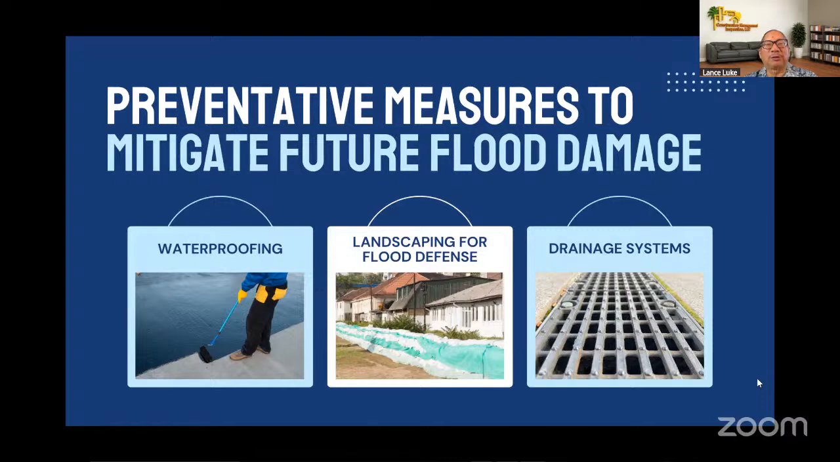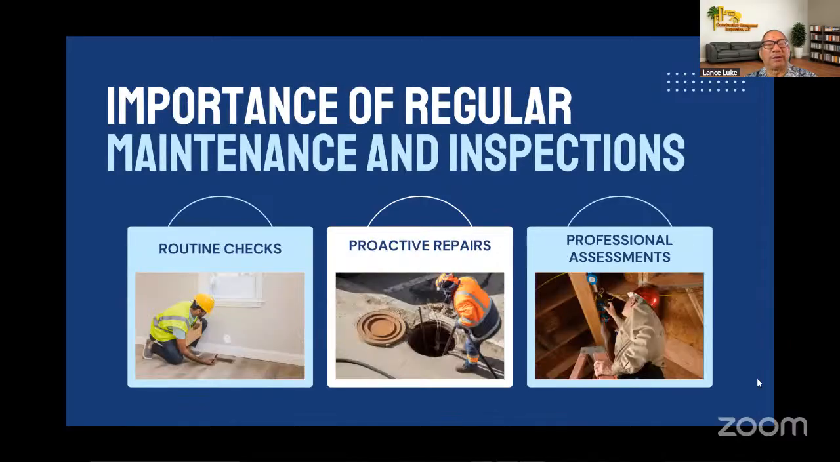Preventative measures to mitigate future flood damage: waterproofing, landscaping for flood defense, and good drainage systems that work. Make sure it's inspected and cleaned out. Do routine checks of things around the house, proactive repairs, and professional assessments.